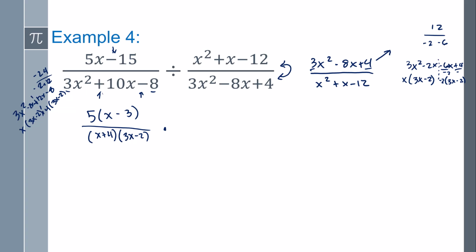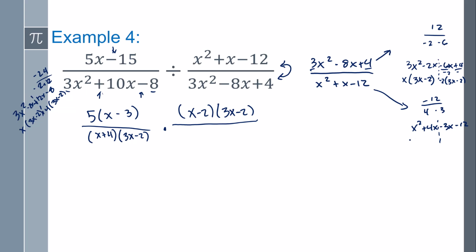So then we flipped it. So now on top I get x minus 2 times 3x minus 2. And then now I need to factor this. A times c, negative 12, factors of negative 12 that add to 1 are 4 and negative 3. So x squared plus 4x minus 3x minus 12. Factor out an x. Negative 3. I get x minus 3 and x plus 4.